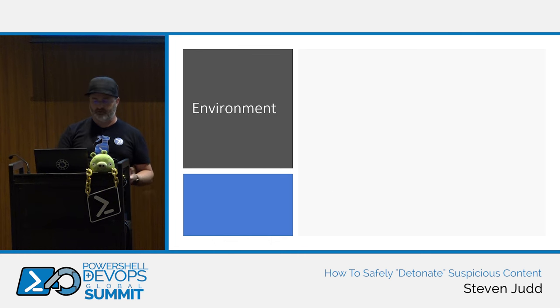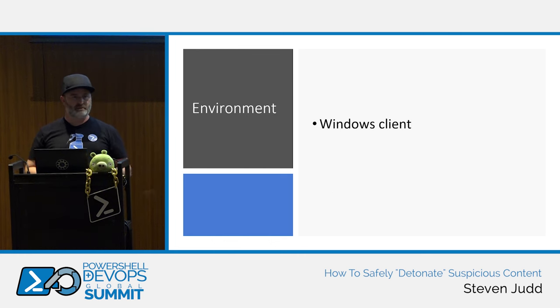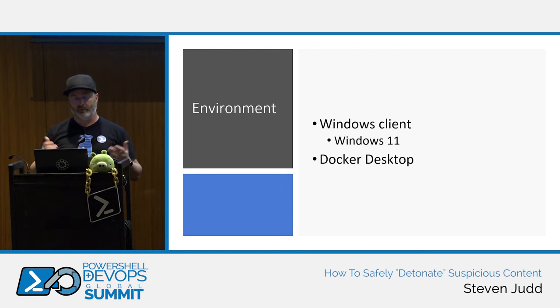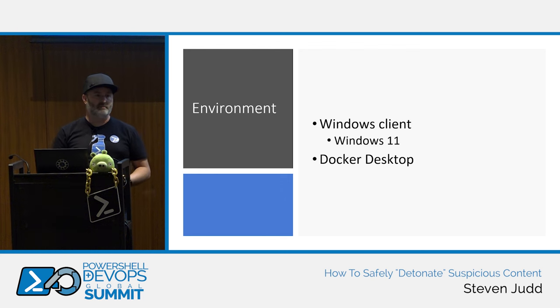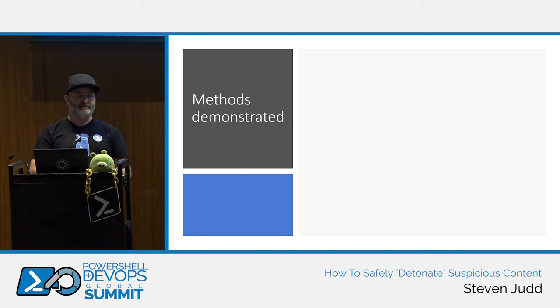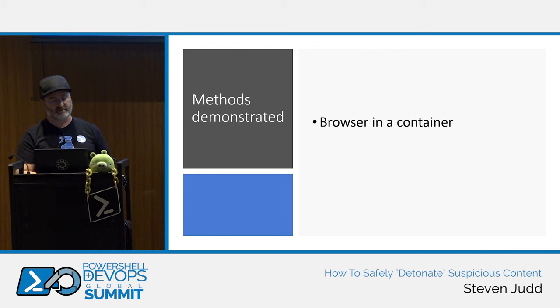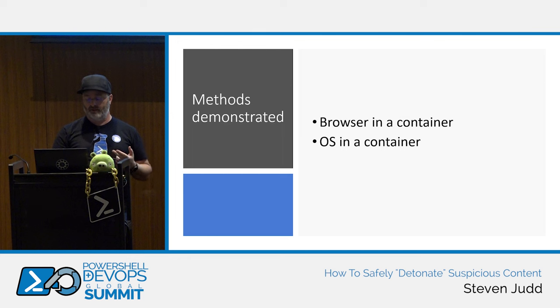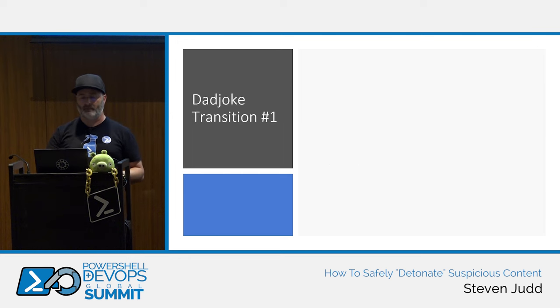The environment I'm going to be working from is basically my laptop. I'm going to be using Windows Client, yes, Windows 11. I like it. And we're going to be using Docker Desktop because I'm going to be doing container work, since a container is a good way to make sure that bad things don't necessarily reach out onto your current host. Methods demonstrated: we're going to have a browser in a container, an OS in a container, and finally, we're going to end up with a VM image. That's what we're going to be talking about.